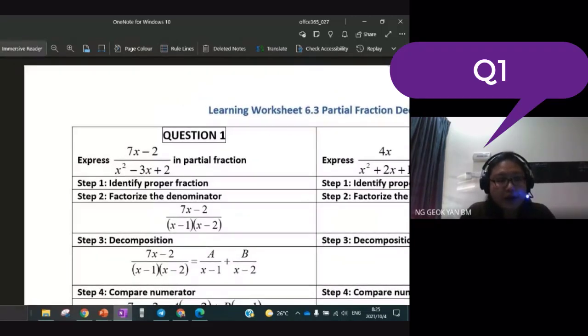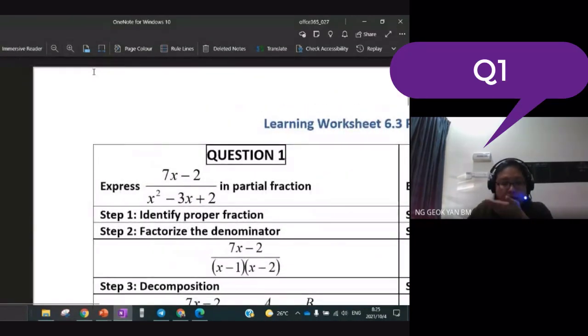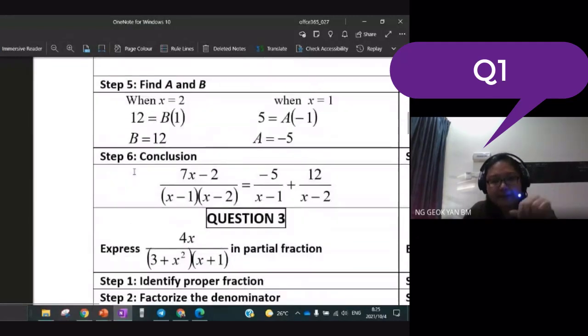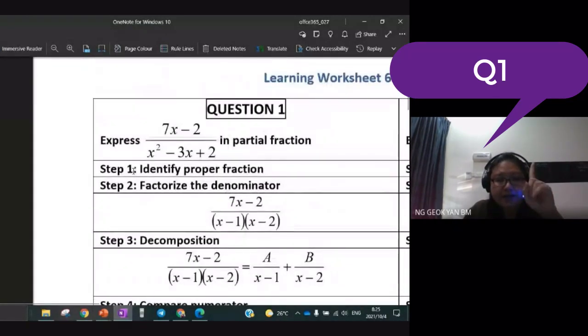Okay, you look at question 1. So this is why I say there are how many steps? 6 steps, because firstly, what you need to do, you have to identify whether this is a proper fraction or not. If the answer is yes, proceed to step 2. Okay, so my dear, you take a look at this question.